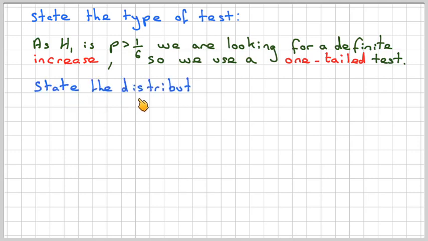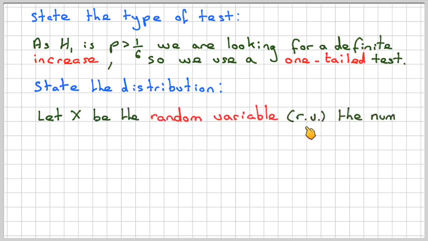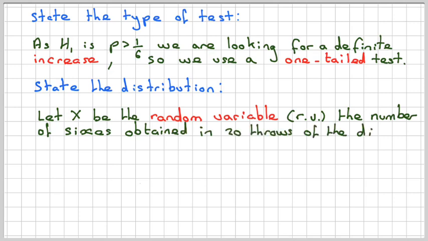We'll state the distribution. And so we're going to let X be the random variable, normally just use r.v., the number of 6s obtained in 20 throws of a die. And now that should be, X is binomially distributed, 20 will be the number of trials, and then the probability of success will be 1/6.